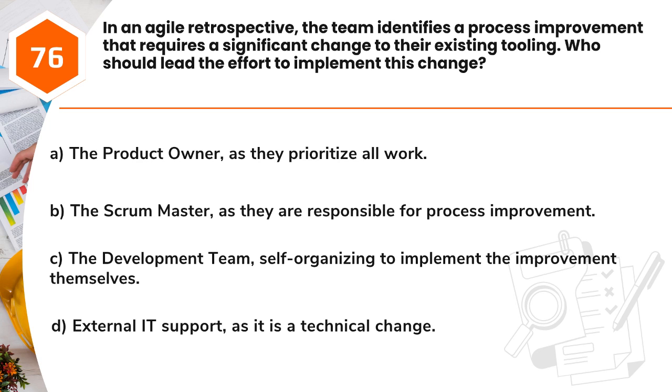Question 76. In an Agile retrospective, the team identifies a process improvement that requires a significant change to their existing tooling. Who should lead the effort to implement this change? A. The product owner, as they prioritize all work. B. The Scrum Master, as they are responsible for process improvement. C. The development team, self-organizing to implement the improvement themselves. D. External IT support, as it is a technical change.